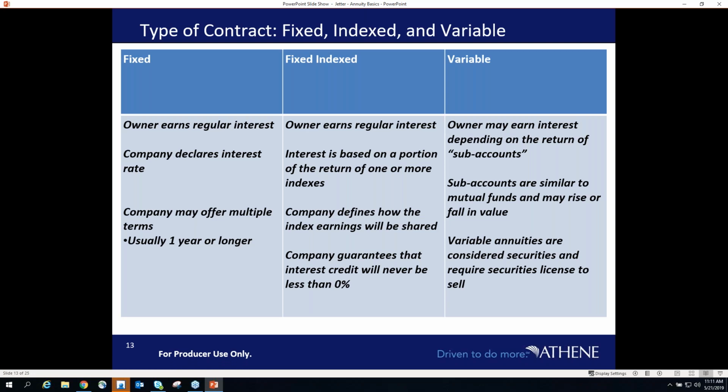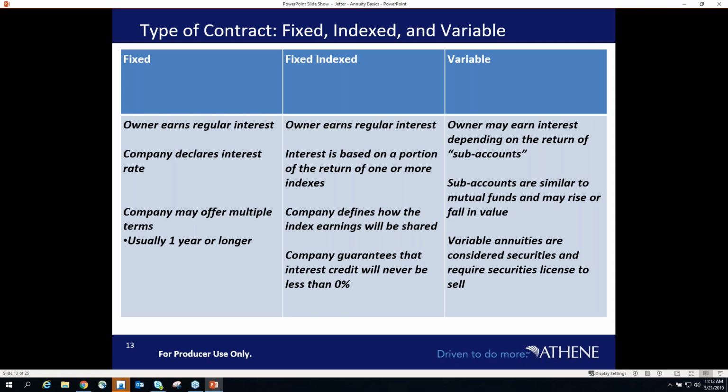So let's take a look now at the type of contract. We do have fixed annuities, fixed indexed annuities, and also variable annuities. On a fixed annuity, the owner earns regular interest, the company declares the interest rate, and the company may offer multiple terms, usually 1 year or longer. For example, with Athene, we have a 3, 5, and 7 year straight fixed multi-year guarantee product. Also, fixed index products are the most popular, it seems, in the market right now. The owner earns regular interest.